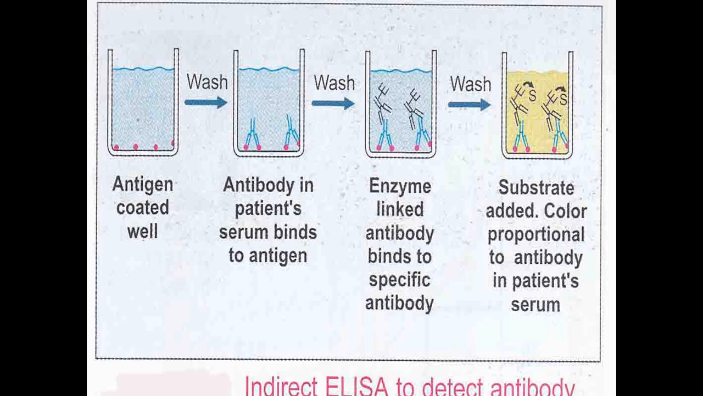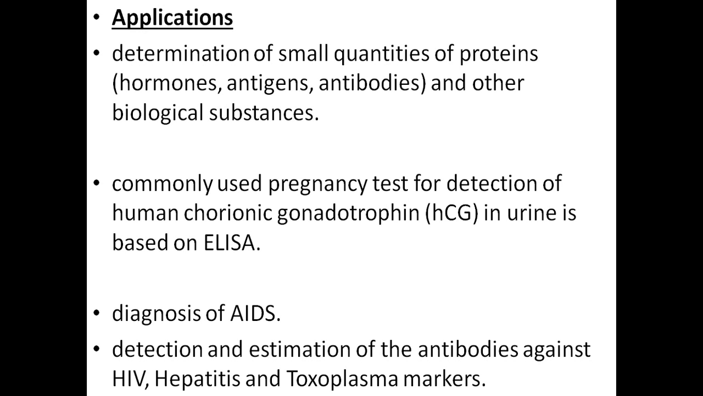Now after washing, you add the substrate. The substrate is converted by the enzyme into a colored product. The colored product is measured at a particular nanometer to measure the concentration. So this is also called indirect ELISA or competitive ELISA.